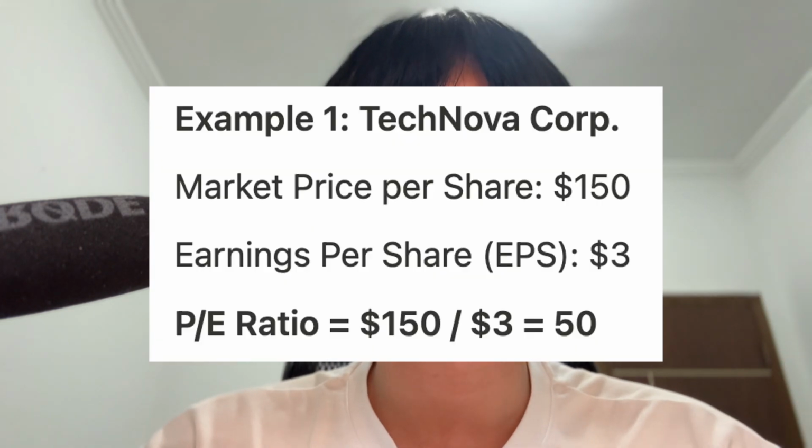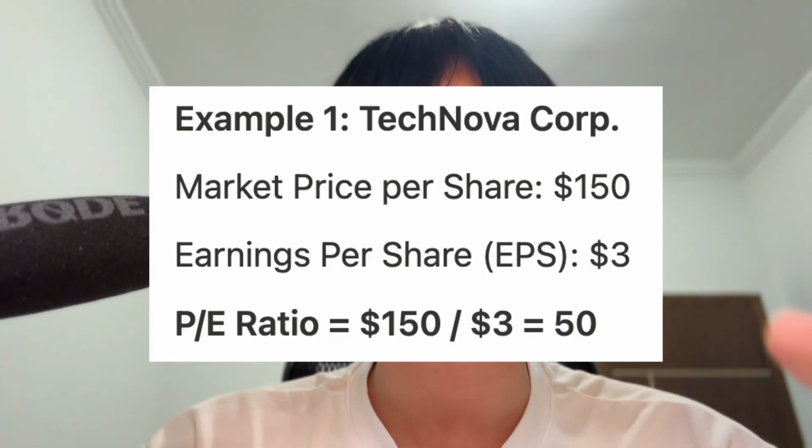Let's look at two hypothetical problems. Teknova Corporation, its market price is $150. Its earnings per share is $3, so the PE ratio is 50. A PE ratio of 50 is relatively high. This suggests investors have high expectations for Teknova's future growth. They believe its earnings will increase significantly to justify the current price.